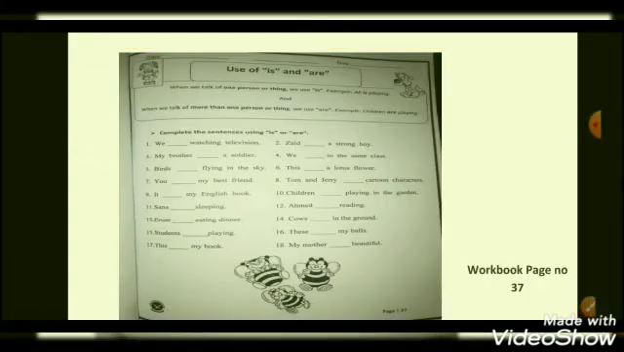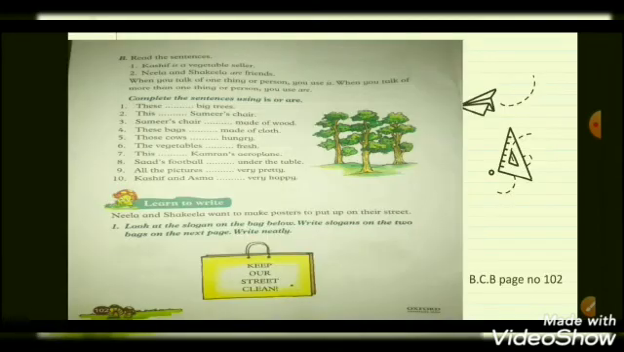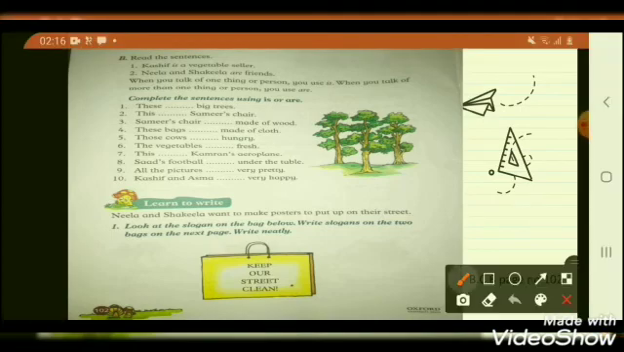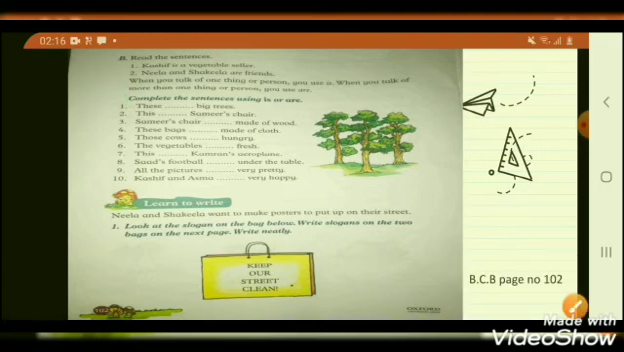Now look at here, dear students. This is the workbook, page number 37. This is your homework. Complete this page. Now come here. This is the Broadway course book, page number 102. Complete the sentences using is or are.